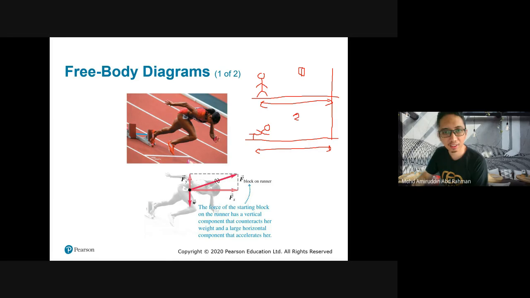Okay, so the first one. All right, so you see over here, we have the force. The force on the block is going that way. So we have the components Fx and Fy. You can see that the component Fx is much larger compared to Fy, because Fy is cancelled due to the weight. So you have a bigger force in Fx.